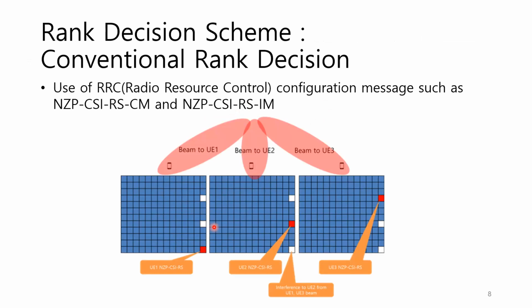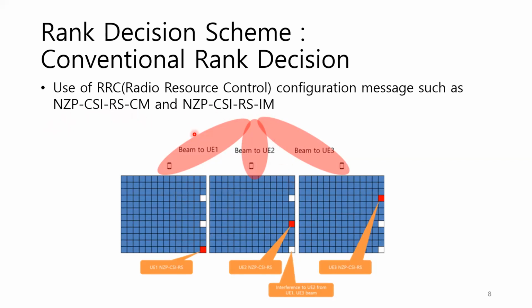This page introduces the conventional rank decision scheme. The conventional rank decision method is a popular method used in SU-MIMO, single-user MIMO. That is, it is a method of determining rank by estimating the independence of antennas by CSI-RS. CSI-RS means channel state information reference signal. This is the reference signal. In order to well represent the characteristics of the MU-MIMO beam, it is necessary to transmit the CSI-RS that represents the interference among UEs. That is, NZP CSI-RS-CM and NZP CSI-RS-IM. This means non-zero power CSI-RS-CM. CM means channel measurement, and non-zero power CSI-RS-IM. IM means interference measurement.